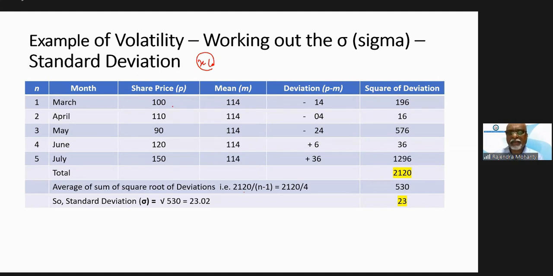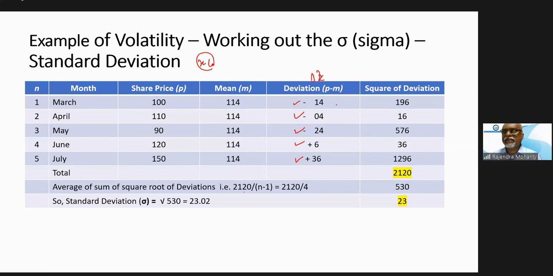Now the next column is to find the deviation of each share price from the mean, so each share price minus mean. 100 minus 114 becomes minus 14. 110 minus 114 becomes minus 4. Like this, it is minus 24. The next one is plus 6. The next one is 36.